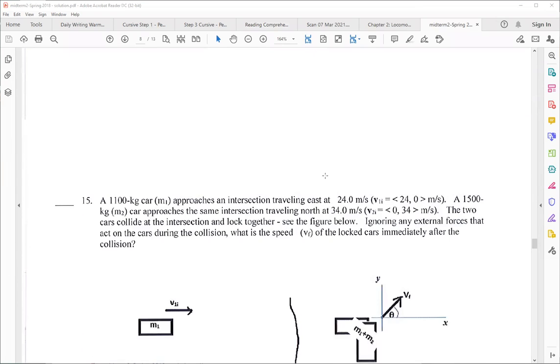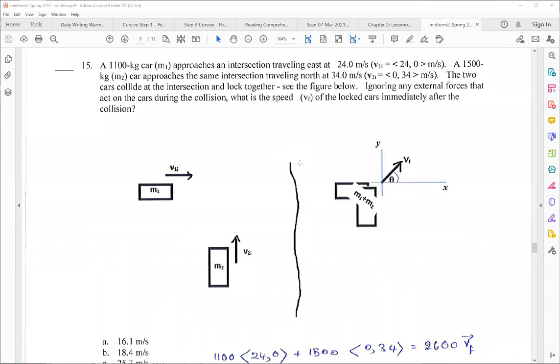So that's question 14. Question 15. We had a very similar question in the review on midterm 2019. You have an 1100 kilogram car, mass 1, approaching an intersection traveling east at 25 meters per second. In vector components, that is 24 for the x component of velocity and 0 for the y component. Then a 1500 kilogram car, mass 2, approaches the same intersection traveling at 34 meters per second. In vector components, that is 0 for the x component and 34 for the y component.